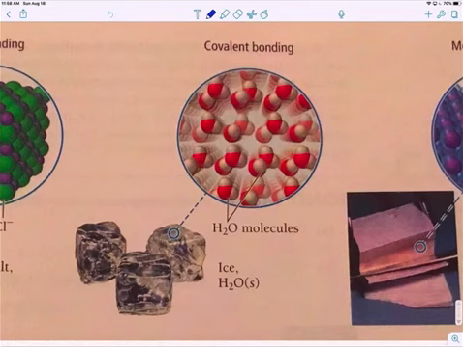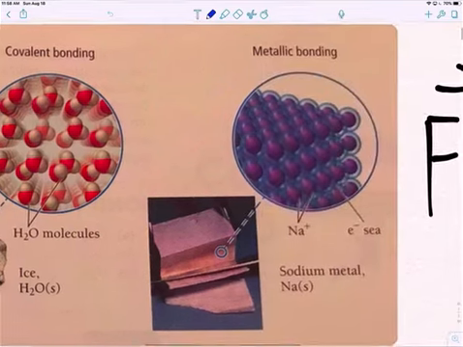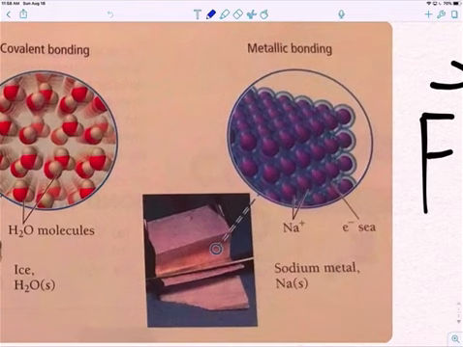A molecule is a stable group of atoms. So think of a stable couple. Stable couples stay together. Unstable couples, when you see them, they fight and they break apart. That's an unstable molecule. It fights, it blows up, just like people. And then here's metallic bonding. You have a sea of electrons between nuclei.